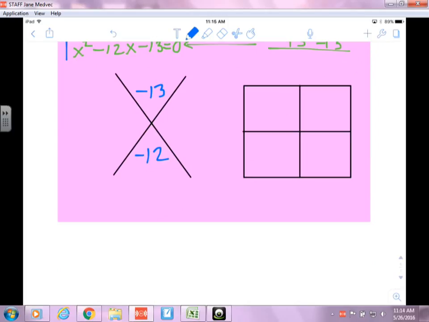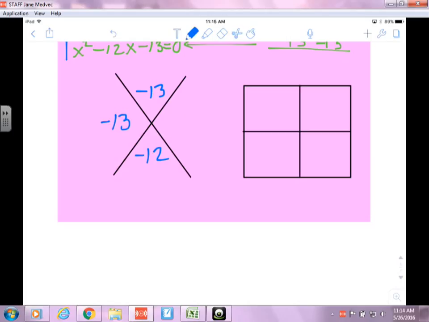And what numbers do I get? Negative 12. Wait, no. I don't know. Negative 12 and 1. That's what she thinks. Okay, so negative 12 times 1 gives me... No, that doesn't work. It's okay to try and fail. It's no big deal. It's 13, negative 13.